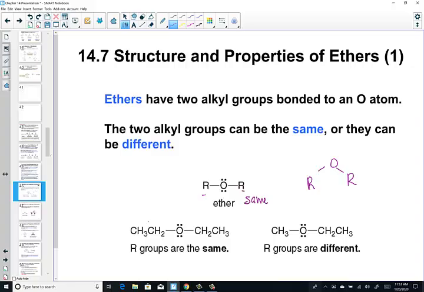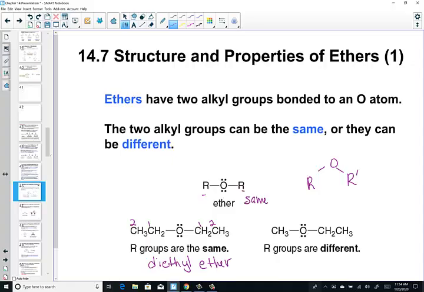For example, two groups of carbon would indicate that I have an ether linkage, and on the opposite sides, we have the same substituent group. This we would call diethyl ether, as we learn about naming them.